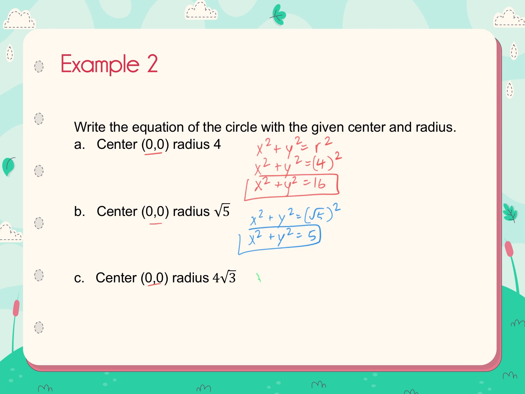And the third one is x squared plus y squared equals 4 radical 3 squared. 4 times 4 is 16, and square root of 3 times square root of 3 is 3. And so I know that when I do the math, it's going to be x squared plus y squared equals 48.